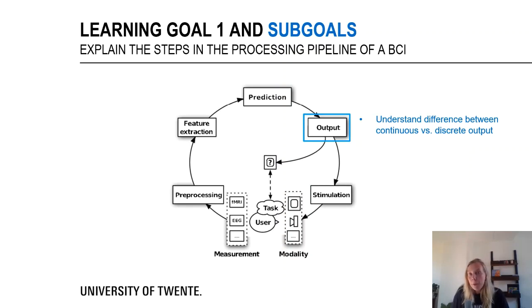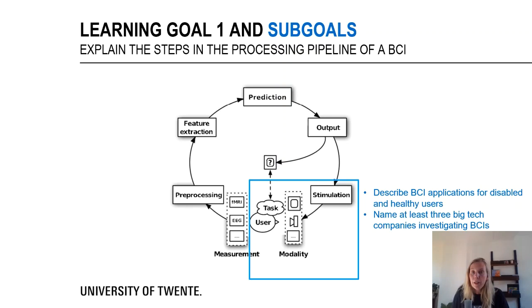We also speak about output. How do you give feedback to the user, and can you do that in a continuous or in a discrete way? You need to understand the difference between those words. And finally, we speak about different brain-computer interface applications for disabled users as well as healthy users. And a final, quite easy goal is I want you to be able to name at least 3 big tech companies investigating brain-computer interfaces. Think about Neuralink from Elon Musk, Facebook, or Microsoft. You already have 3.